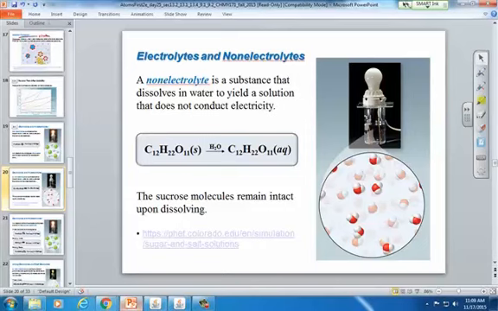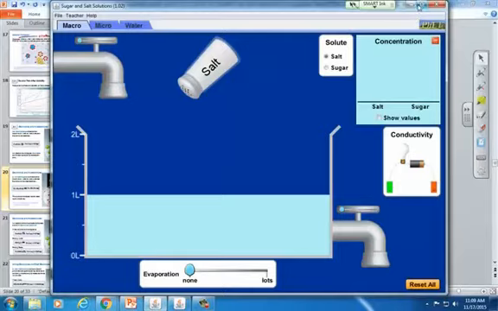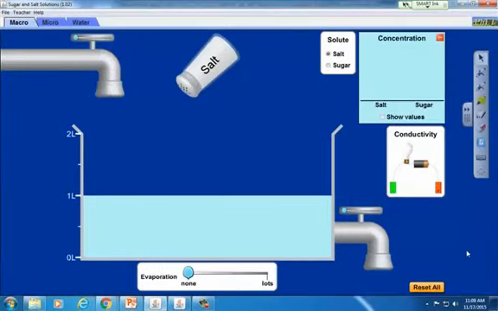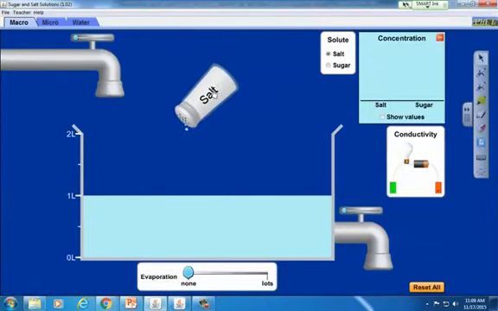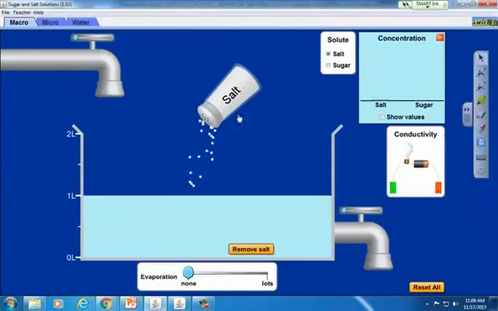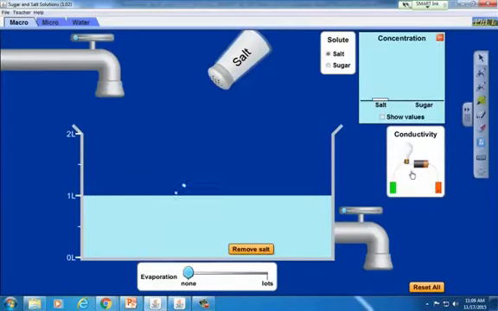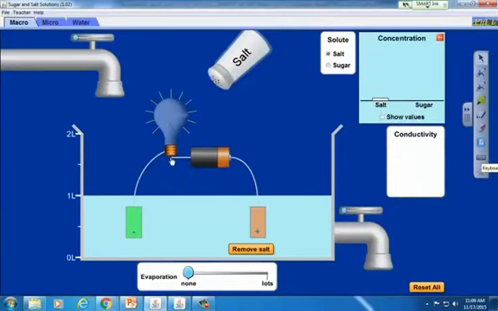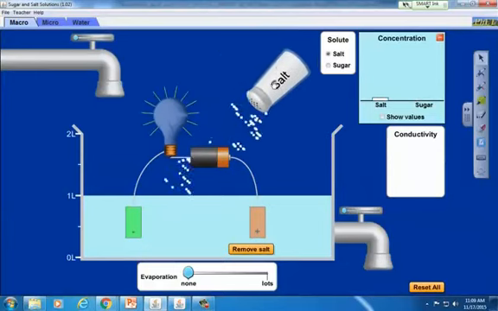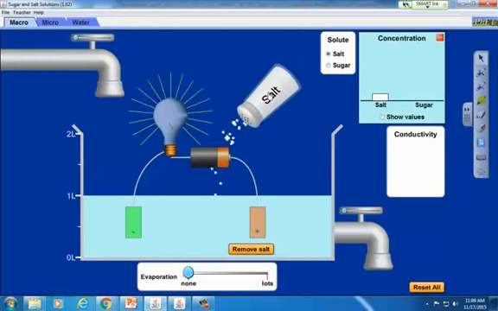So there's a visual for this one that's nice. Here we have water. We're going to add some salt. Shake in some salt. And I can use this to measure the conductivity. See the little yellow lines? It tells me that's bright.